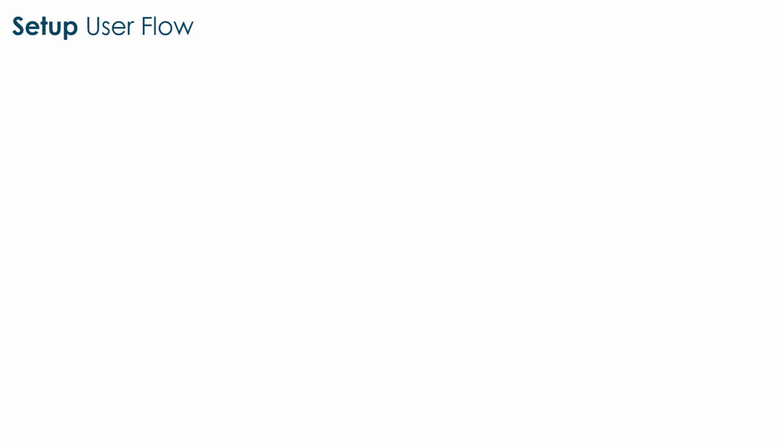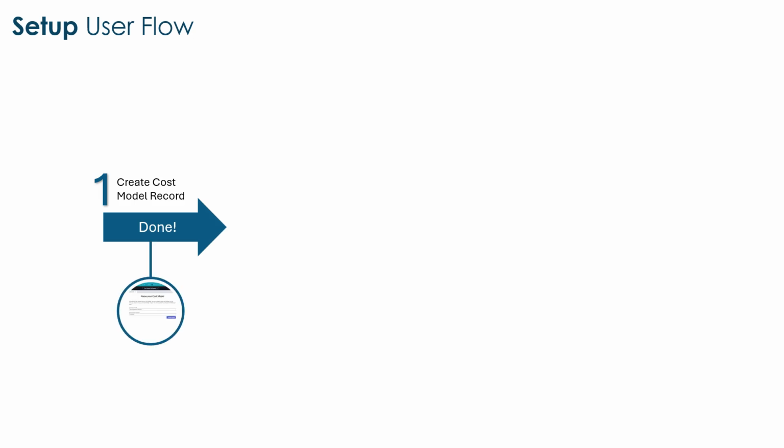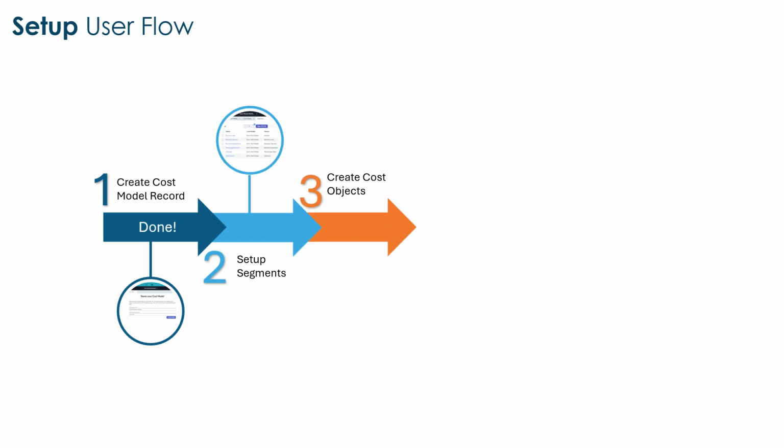Let's go through a quick overview of what you'll be doing during the setup process. First, name your cost model record. You will have already done this before you get to the guided setup. After you name your cost model, you will want to set up your segments. Don't worry, we'll go through these concepts in more detail in later videos. Next, you will create your cost objects, either manually or by importing them from an external document or ServiceNow tables. The final step of the first group of steps is to make sure your cost objects are assigned to segments.